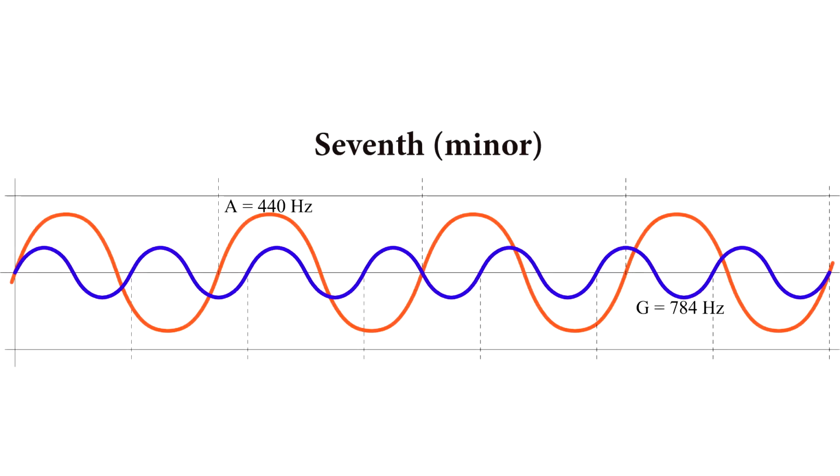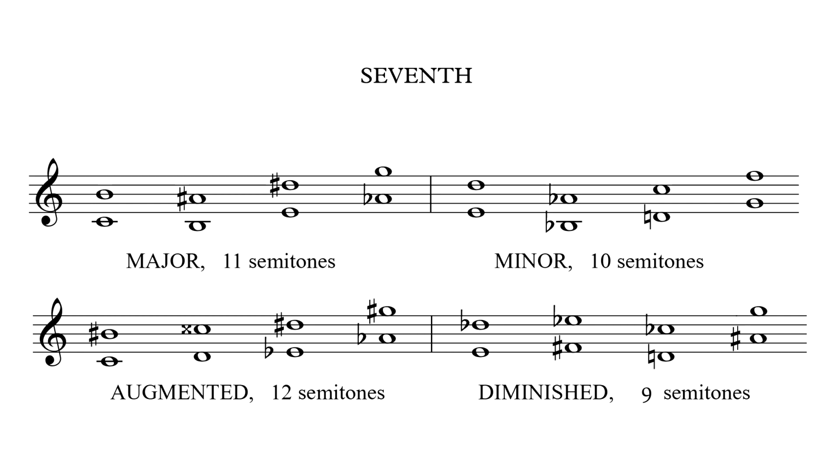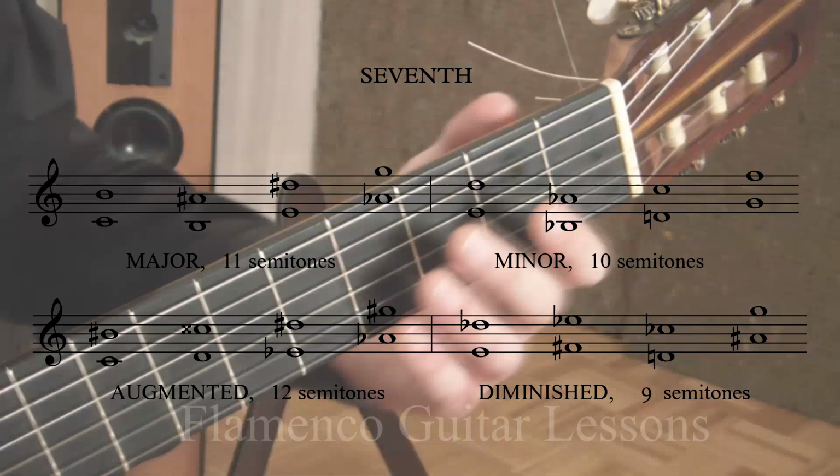The seventh. The seventh is one of the most important intervals in a chord structure, and being the same as an inverted second, it can also be major, minor, augmented or diminished. The minor seventh has 10 semitones. E, D, for example.